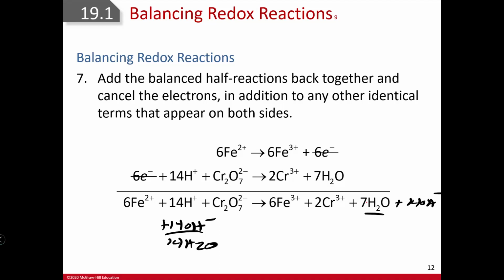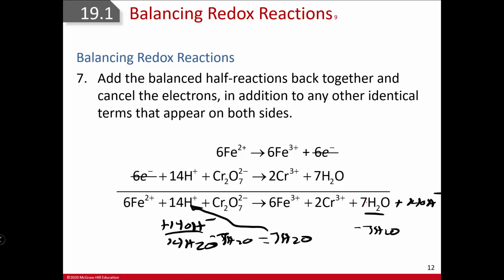Now, you already have 7 waters on the product side, so you would subtract 7 waters from the product side, and you would subtract 7 waters on the reactant side to keep the chemical yield sign correct. So this is 7 waters. You'd have 7 waters left over here.